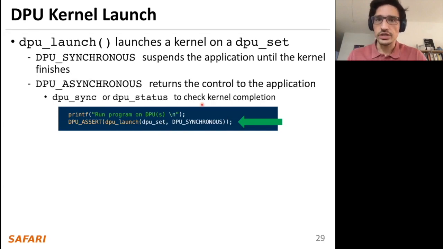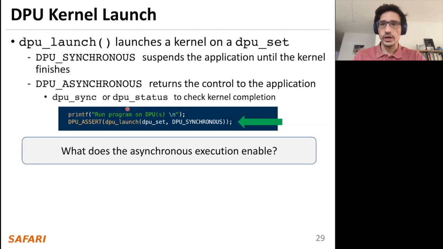In the case of synchronous, the application is suspended, the application meaning the code running on the host, on the CPU, suspends until the kernel on the DPU side terminates. Or the other possibility is to use an asynchronous launch, which launches the computation and then returns the control to the application running on the CPU. And at some point, we can check if the kernel completed by using DPU sync or DPU status.